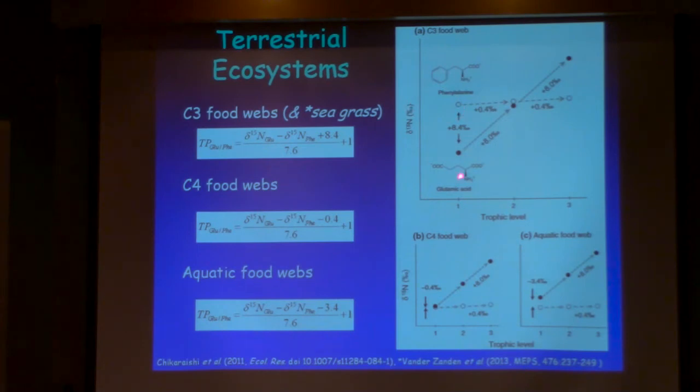These things start at different places. So at trophic level 1, the isotopic composition of phenylalanine and glutamic acid are going to be the same. But in an aquatic system, glutamic acid will be enriched relative to phenylalanine by about 7-8 per mil.